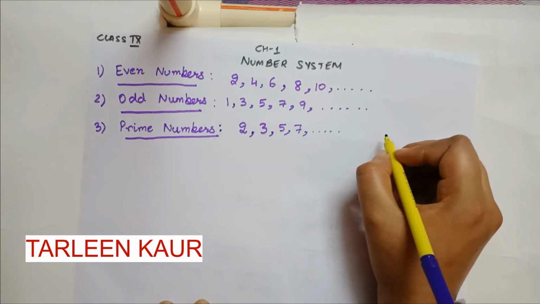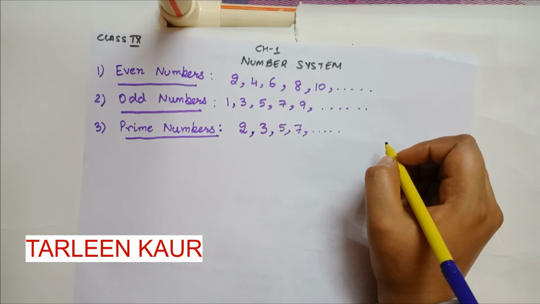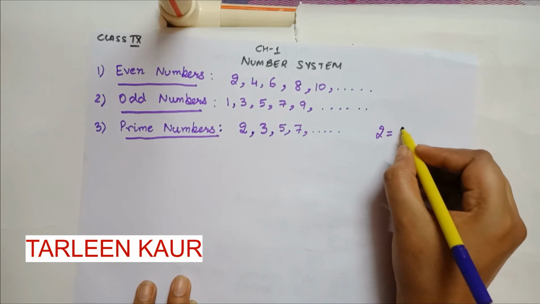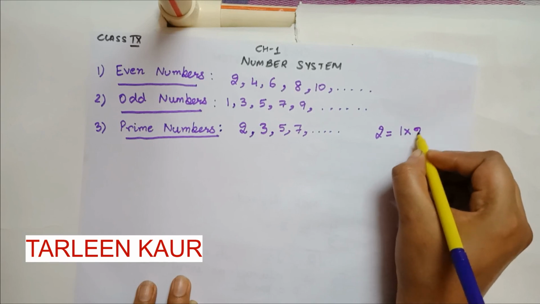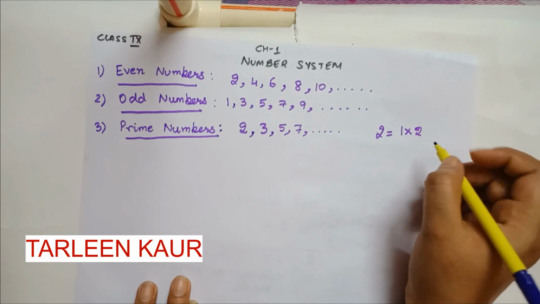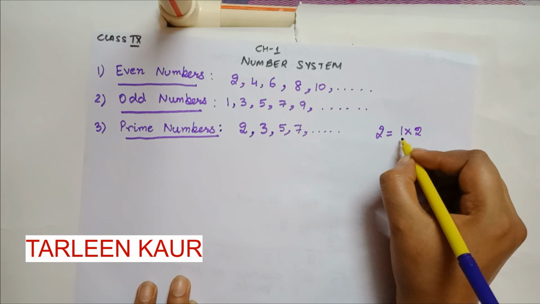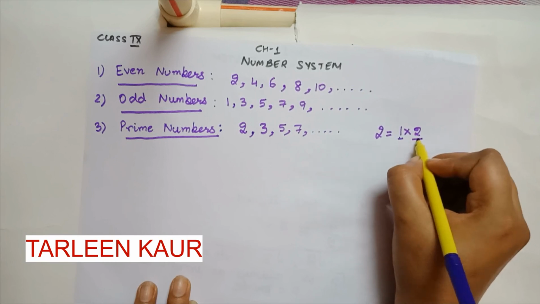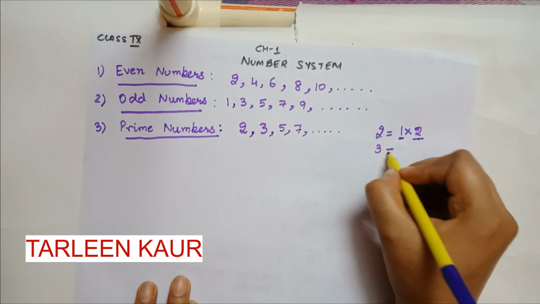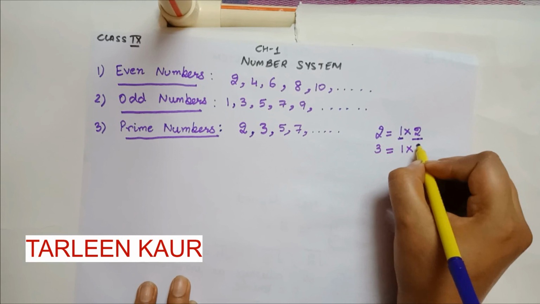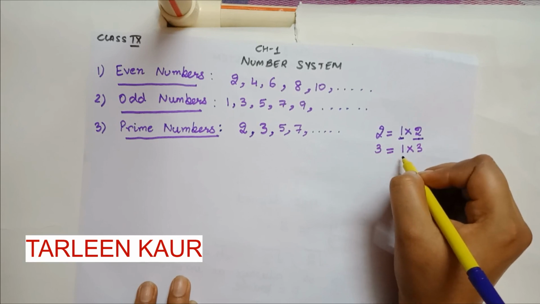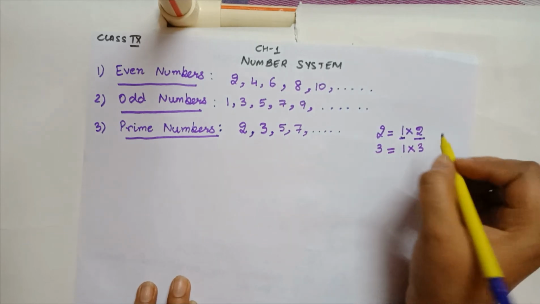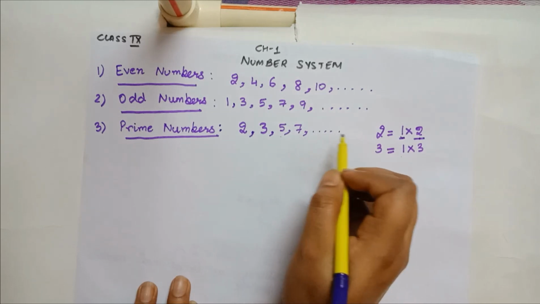Factors of 2 means हम उसको छोटे छोटे पार्ट्स में कर सकें. 2 को हम कैसे लिख सकते हैं? 1 into 2. हम किसी और फॉर्म में नहीं लिख सकते. तो इसका मतलब उसके कितने फैक्टर्स हैं? 2 फैक्टर्स हैं ओनली. एक तो 1 और एक वो. Similarly with 3, 1 into 3. It also has 2 factors, 1 and itself. And so on, 5, 7 and so on.